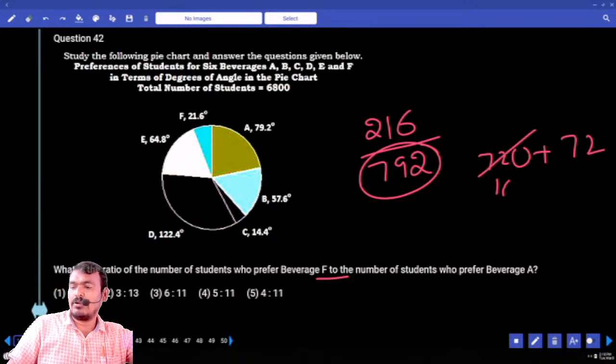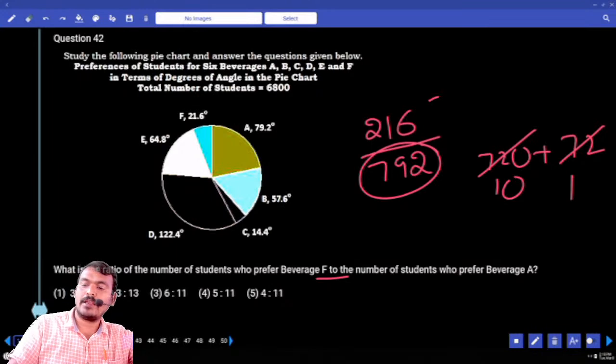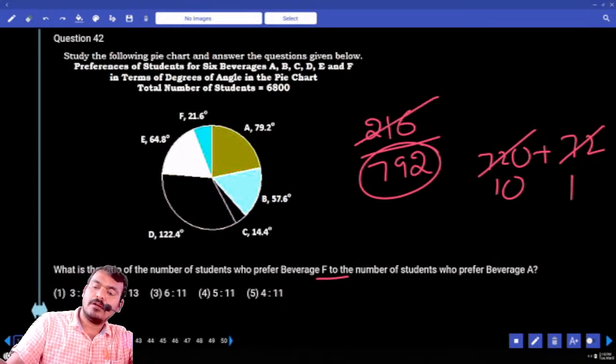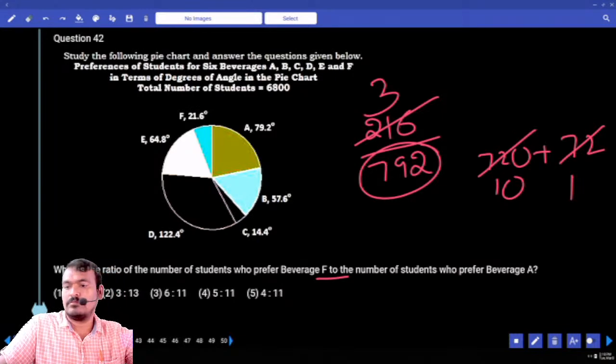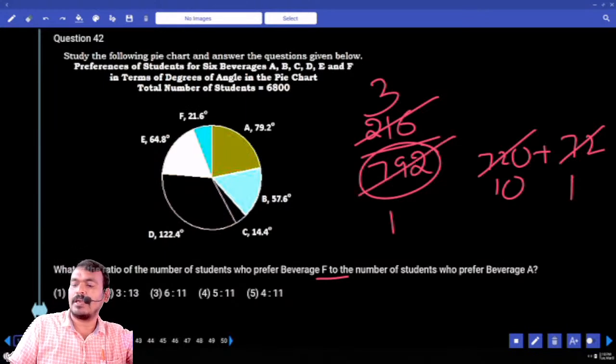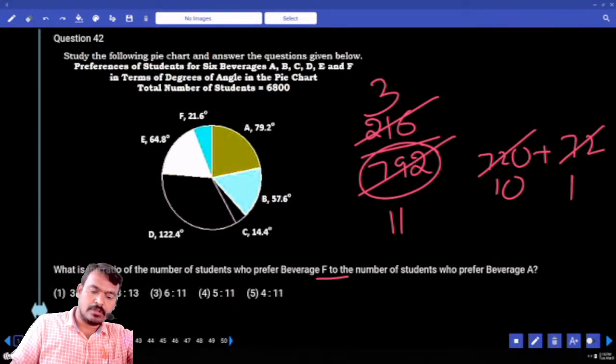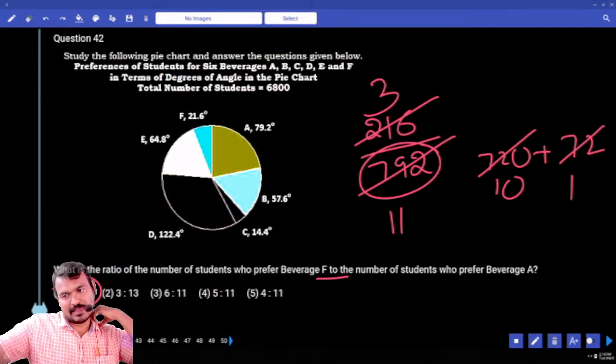72, 720 how many times? 10 times. 72 one time or not? And numerator 72 how many times? 3 times or not? 72 3 how much? 216 or not? Denominator 72 how many times? 11 times. Then the ratio is 3 is to 11.